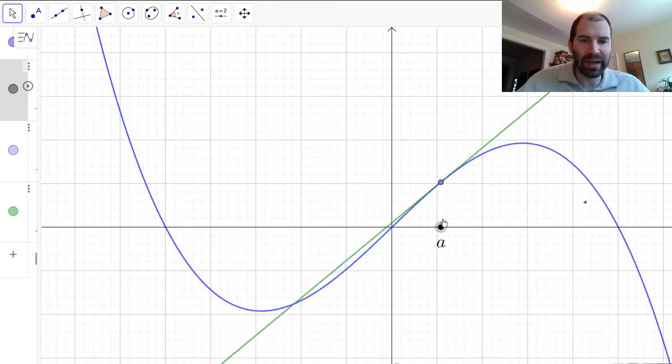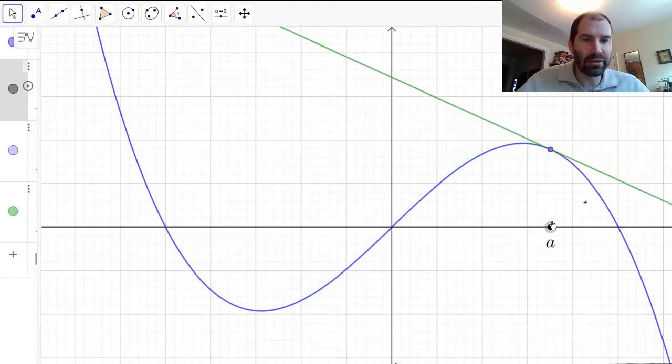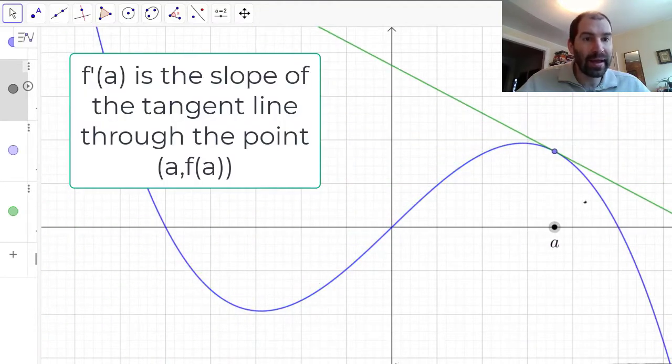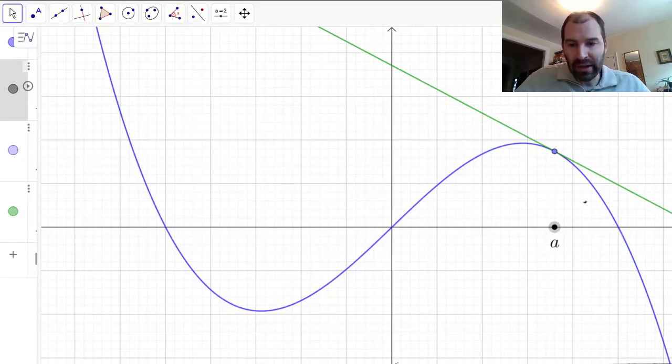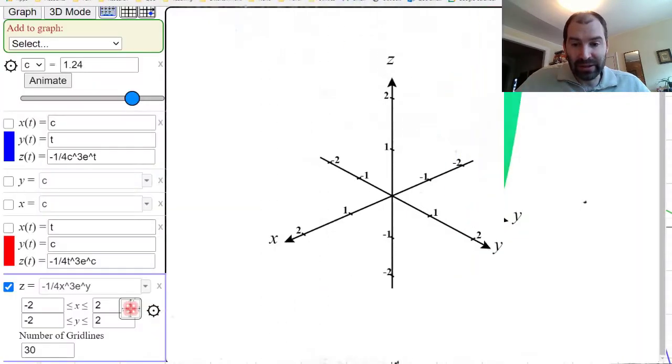The slope of the tangent line is the derivative at a. That's the derivative with respect to x. And that's what the derivative is. It's the slope of the tangent line to this curve. Okay, well now let's go to the multivariable function case.